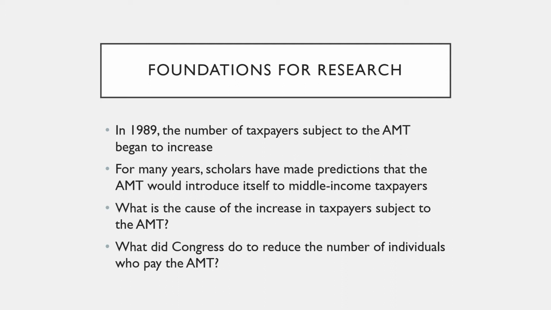So, what did Congress do to reduce the number of individuals who pay the alternative minimum tax? In 2012, Congress enacted a series of temporary fixes to the AMT exemptions for individuals and married couples in an attempt to prevent some taxpayers from joining the ranks of the AMT taxpayers. Congress also passed H.R. 2012, which resulted in a permanent increase in the exemption in 2012 and provided for inflation adjustments in following years.